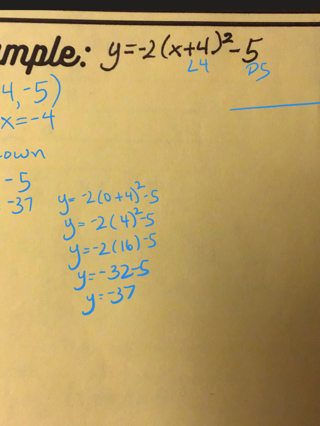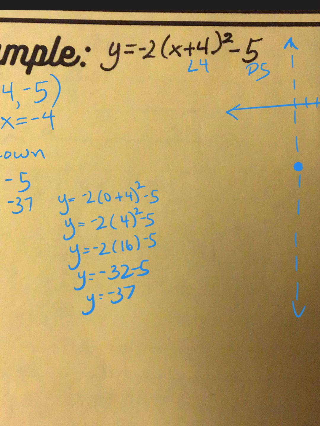Okay, so I'm going to graph -4, -5. So there's my vertex. The axis of symmetry is going to go through the vertex. And then I don't want to count down to -37, so I'm going to go down here and put -37.